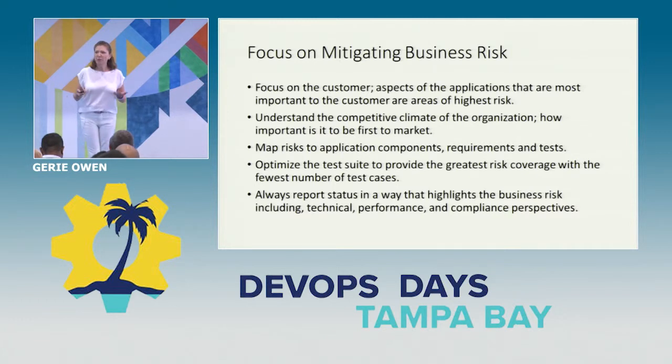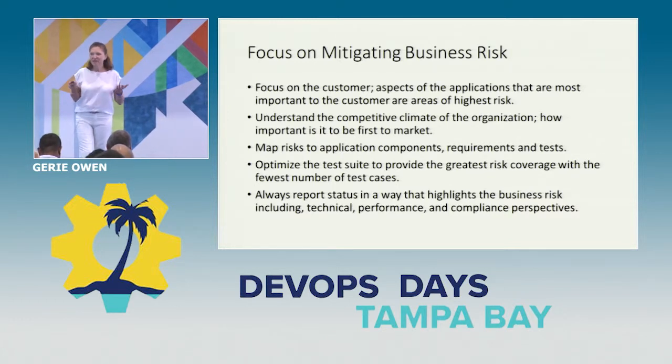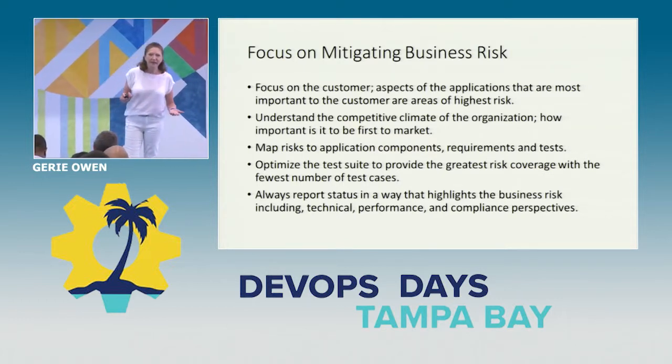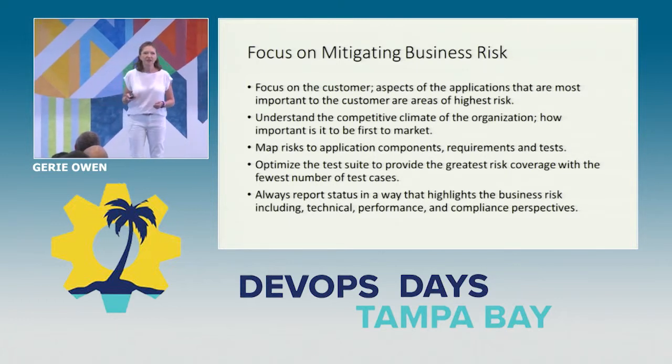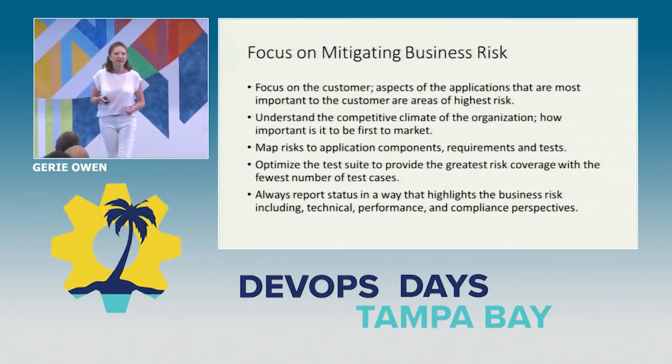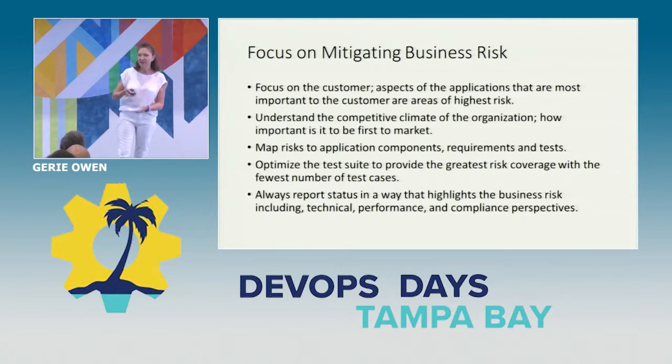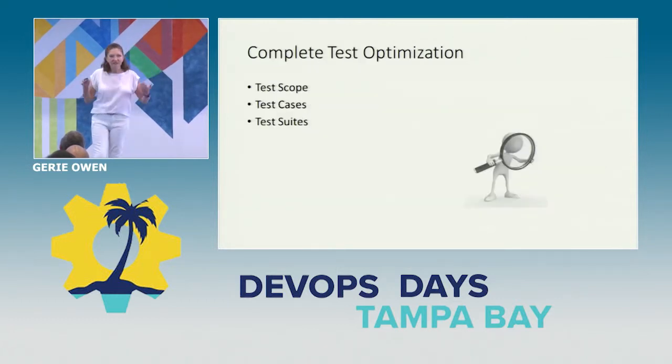And we always need to report status in a way that reflects the business risk. We want to include the technical, the performance, the compliance. We want to tell our story. How's this going to impact the customer? And we have to be transparent about it. I know one organization, they have a big red light that comes up when there's a gate in the pipeline that needs to be addressed. We have to keep that transparency and get everybody responsible for quality.